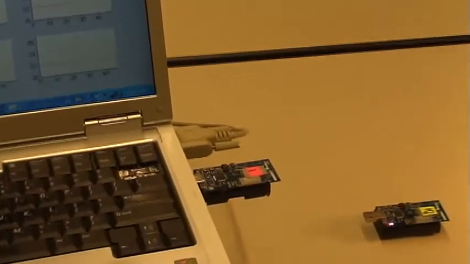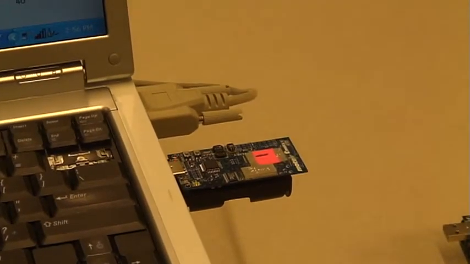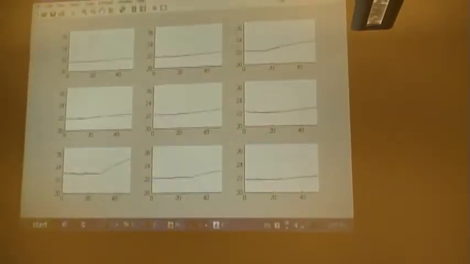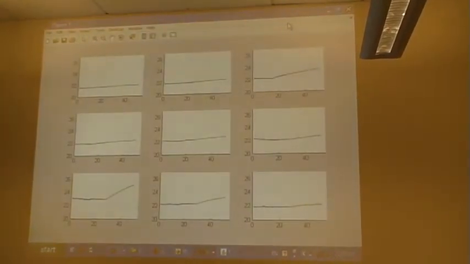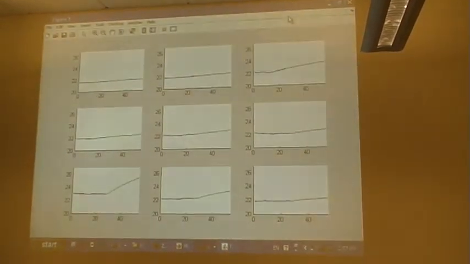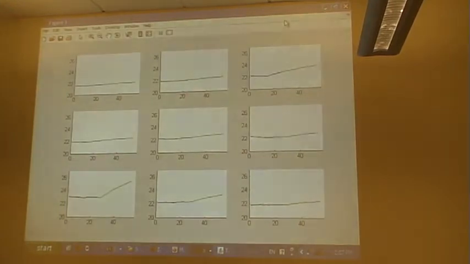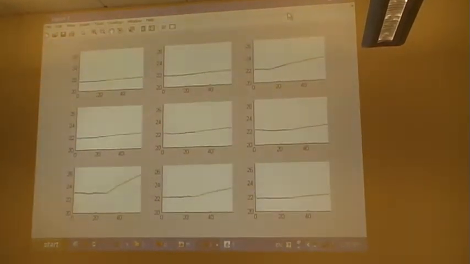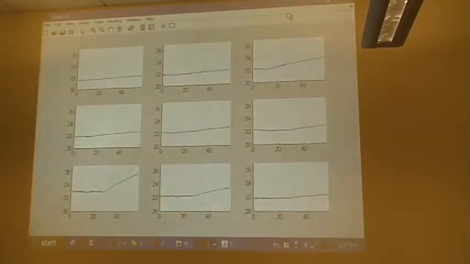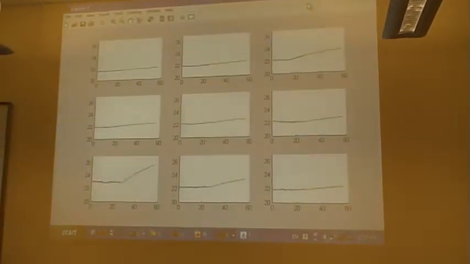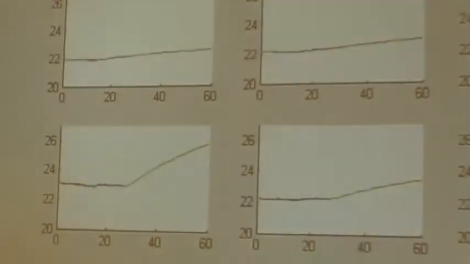These are plots for each node in the network. The x-axis is time and the y-axis is the temperature. The yellow line is for the raw measurements or the ground truth, and the pink line is for the reconstruction.